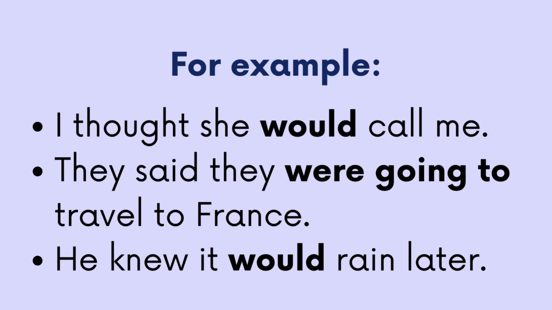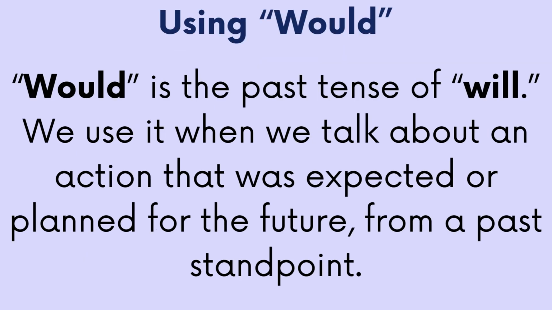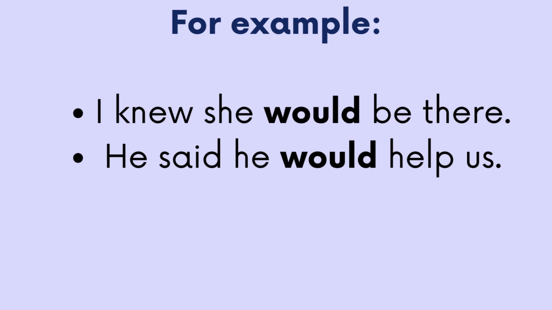Let's break this down with the forms. Using would. Would is the past tense of will. We use it when we talk about an action that was expected or planned for the future, from a past standpoint. For example, I knew she would be there. He said he would help us. It's like standing in the past and looking ahead.